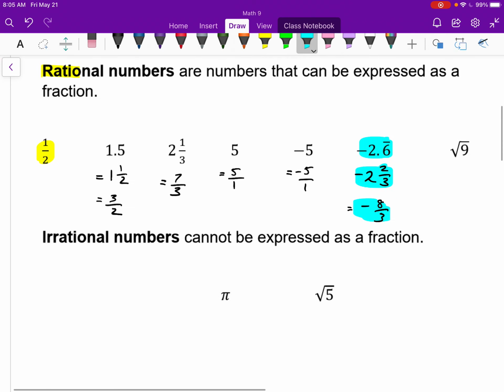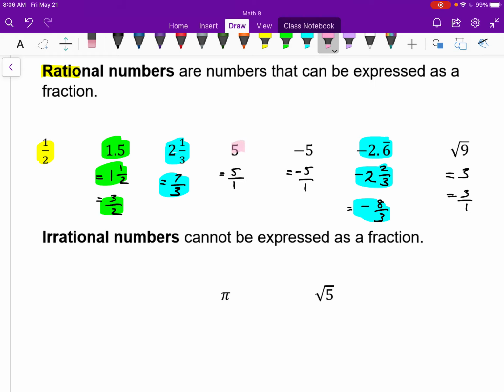And the square root of 9, which means what positive number times itself equals 9? Well, that's 3. And I can write 3 as a fraction as 3 over 1. So again, everything you see here, 1/2, 1.5, 2 1/3, 5, -5, -2.6 repeating, and the square root of 9, everything here is a rational number, which can make you believe that all numbers are rational numbers, but that's not the case.